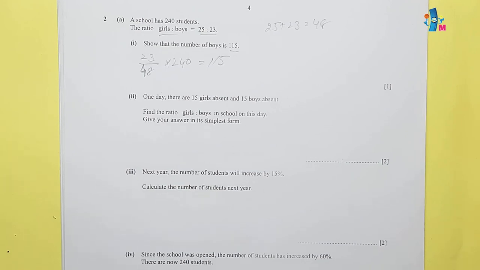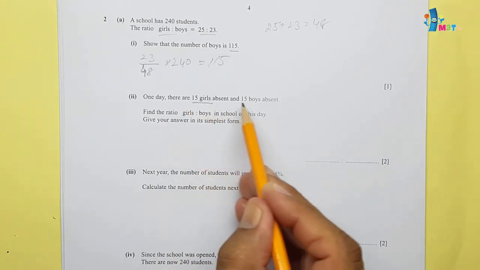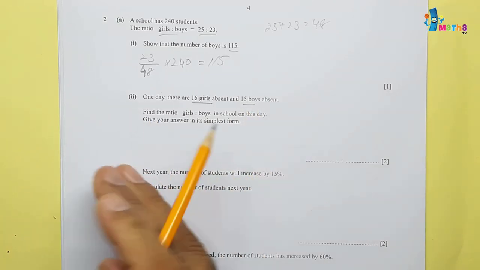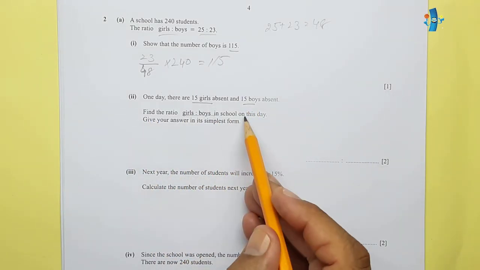Second part: one day there are 15 girls and 15 boys absent. Find the ratio of girls to boys in the school.